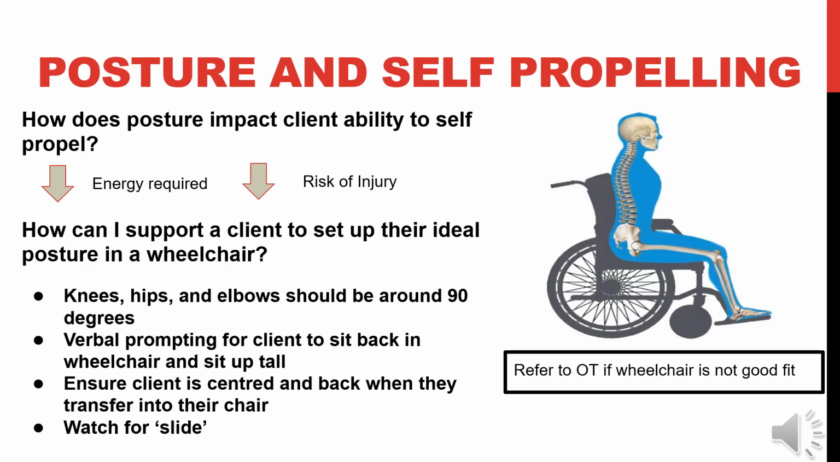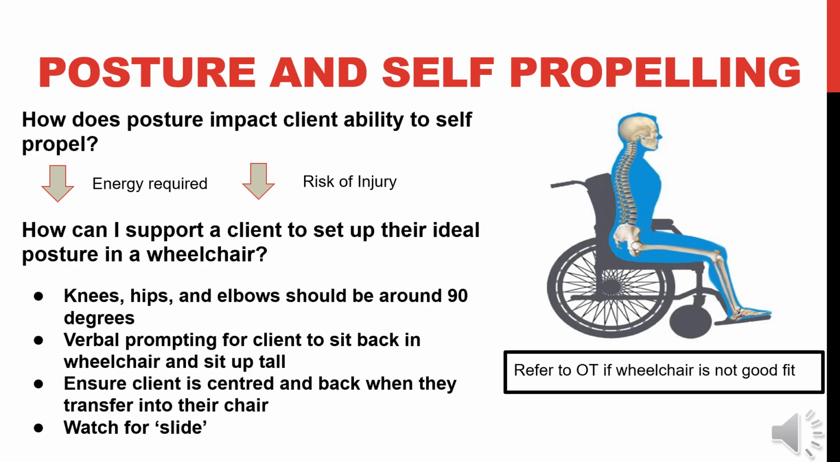Posture also impacts one's ability to self-propel in a wheelchair. By engaging in proper posture, less energy is required to propel, and there is also a reduced risk of injury. You can help your clients achieve proper posture while sitting in their wheelchair by ensuring that they maintain their knees, hips, and elbows at roughly 90 degrees, by prompting the client to sit back in their wheelchair and sit up tall.